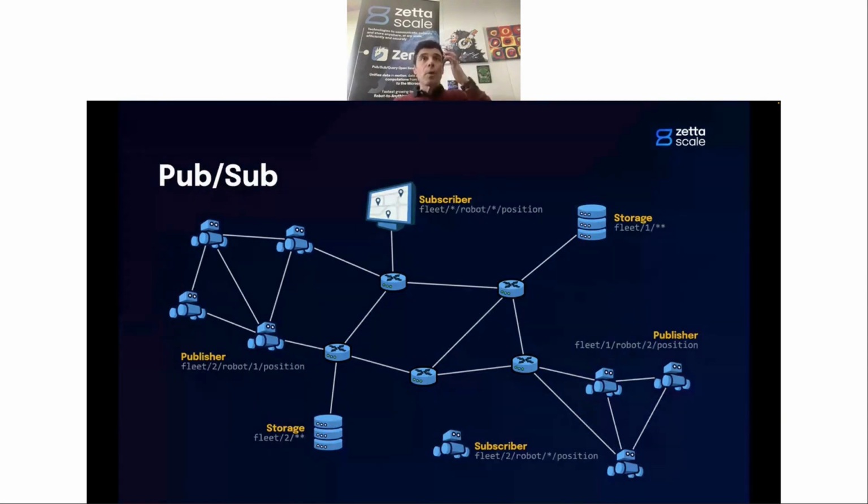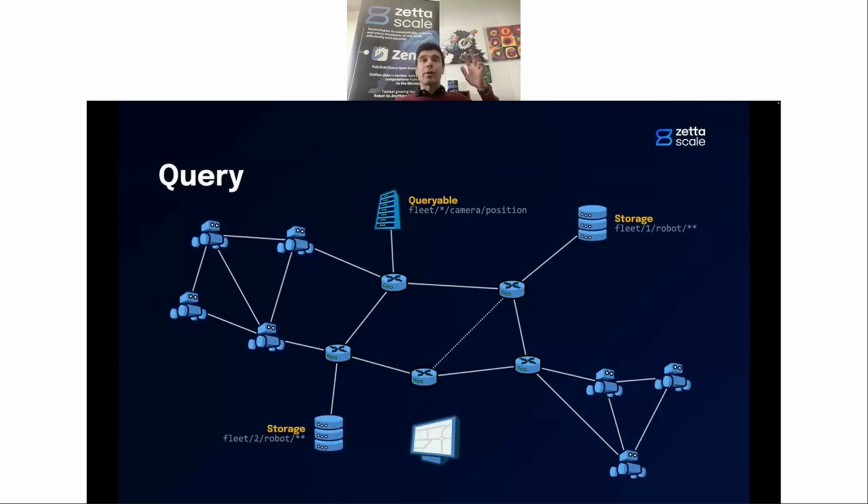Okay, now suppose that we wanted to issue a query. So some application comes later and says, hey, hold on a moment, I would like to know the position for all the robots in my fleet. In this case, he sees that based on the key expression of the storage and the queryable that exist, he has to interrogate these three queryables in order to get an answer.